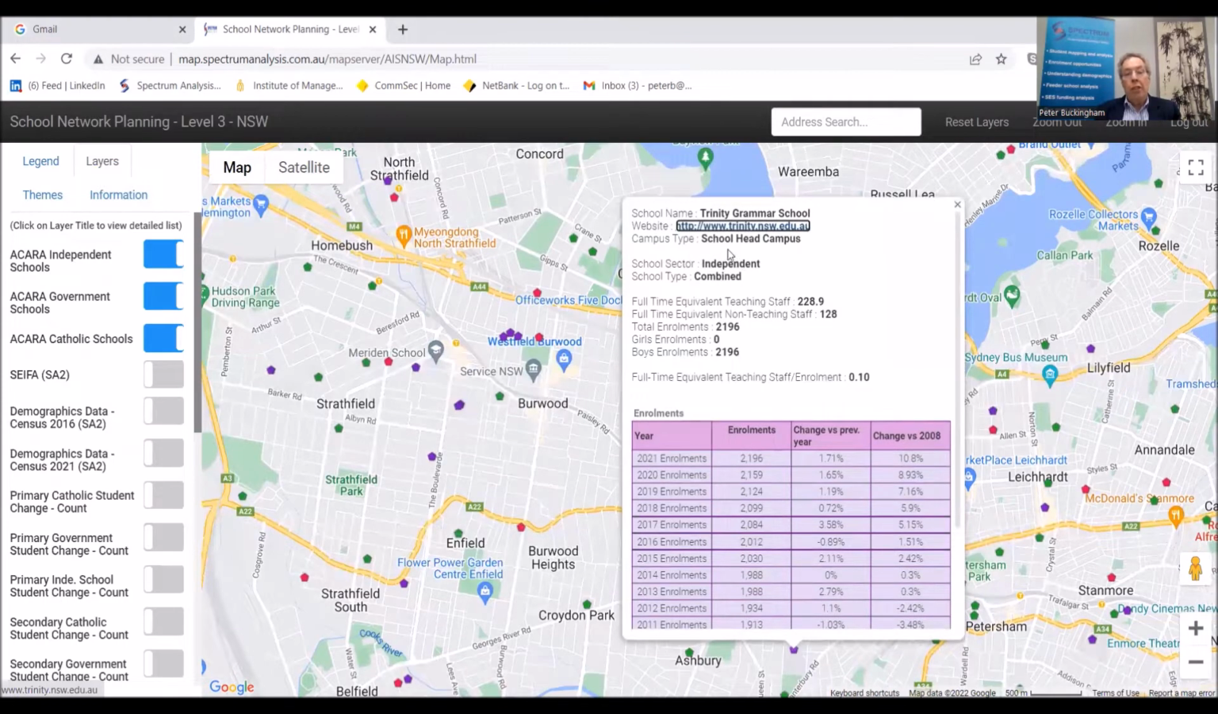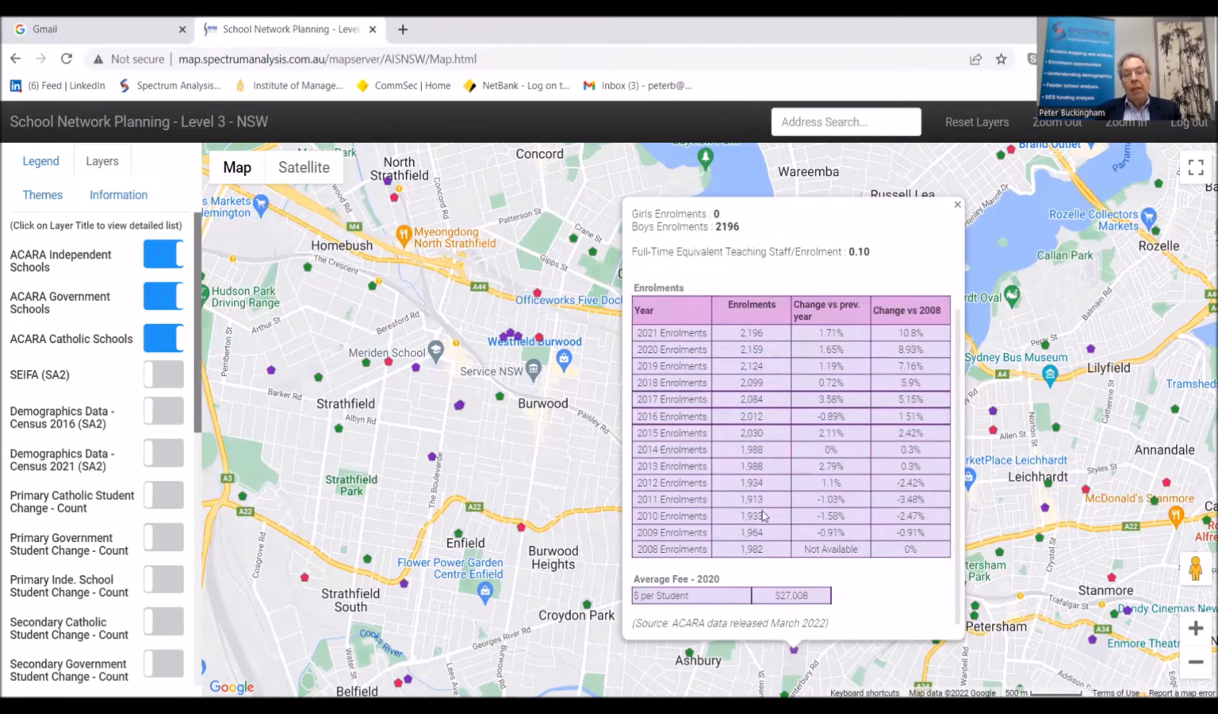This is Trinity Grammar in Sydney. We've started off by the school, their website, what type of campus it is. So this is their headquarters. It's an independent school, it's combined. And then we're able to look at the full-time teaching, the part-time teaching, and how many students. We also have a ratio here so you can compare the ratio between number of enrolments and number of full-time teaching staff.